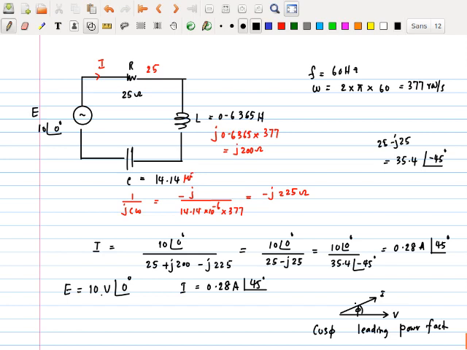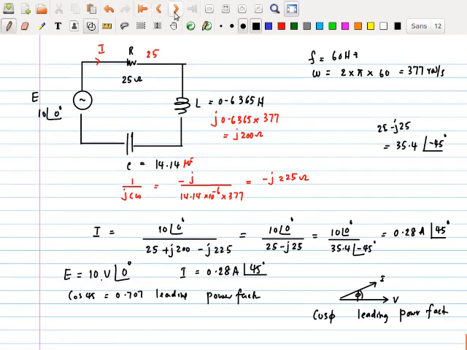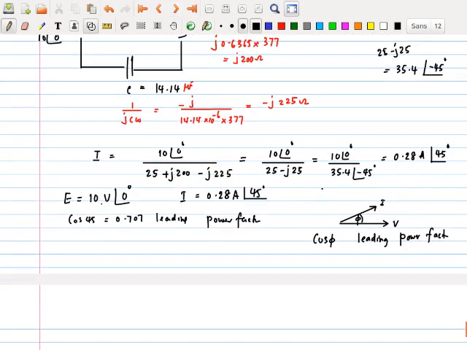These are the sorts of circuits which are called leading power factor circuits, right? So which means the circuit looks more like a capacitor than an inductor. That's what it means, right? The circuit looks more like a capacitive circuit than an inductive circuit. So immediately you will say cosine 45, which is equal to 0.707, and you say leading power factor circuit, because why? This is leading that.